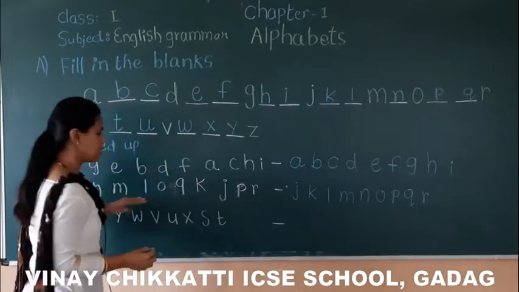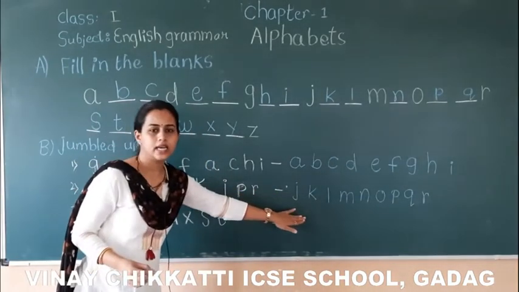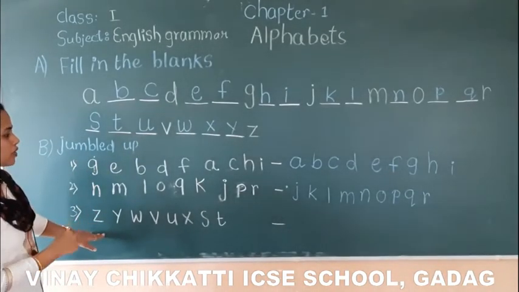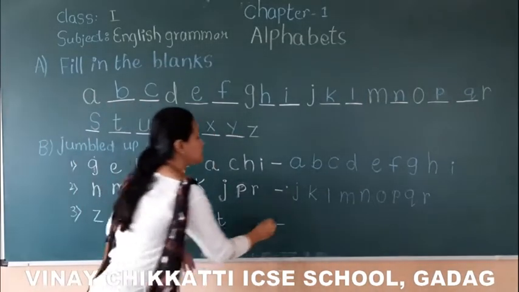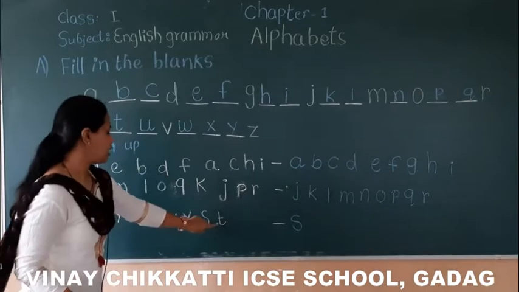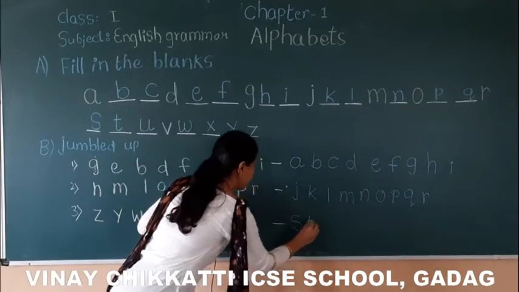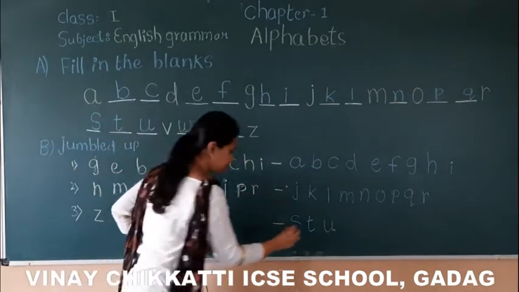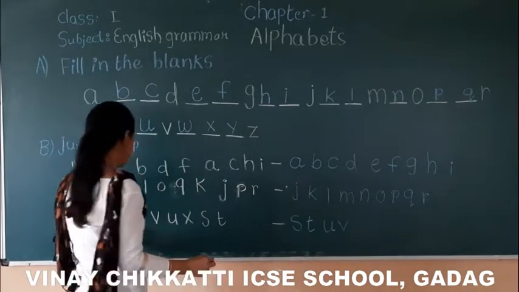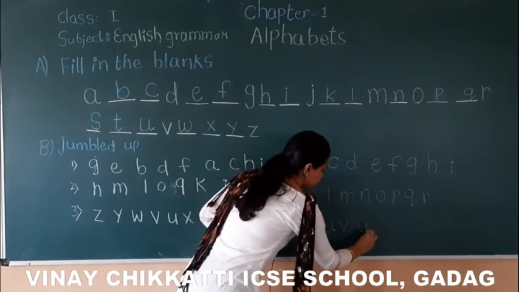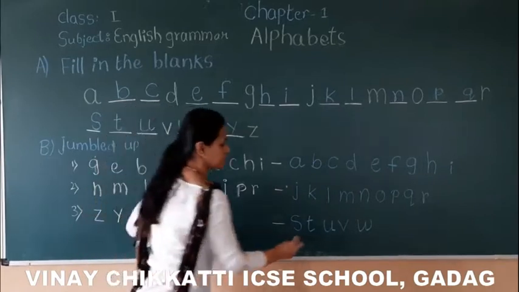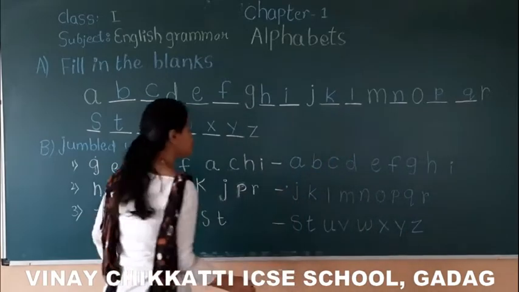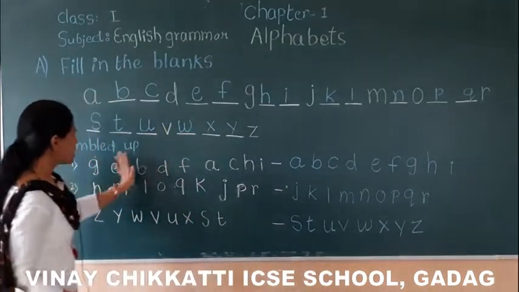Okay. See, these are the jumbled ones. So, these are in order. So, we'll go to the next one. After R, what will come? Yes, S, T, U, V, W, X, Y and Z, right? So, here also these are the jumbled letters.